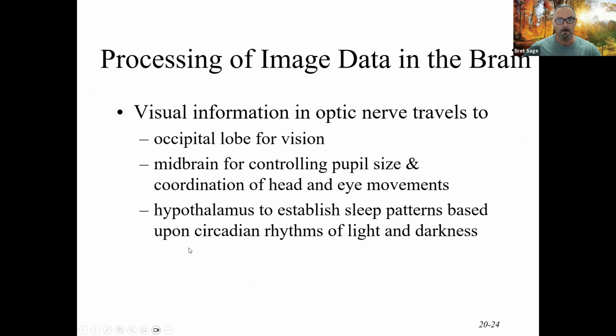Okay, processing of the image data in the brain: visual information in the optic nerve travels to the occipital lobe, which is on the back, for vision. Another irony is our visual lobe isn't by the eyes, it's way in the back of our head. The midbrain is for controlling pupil size and coordinating head and eye movements, and the hypothalamus is to establish sleep patterns based on circadian rhythms of light and darkness.